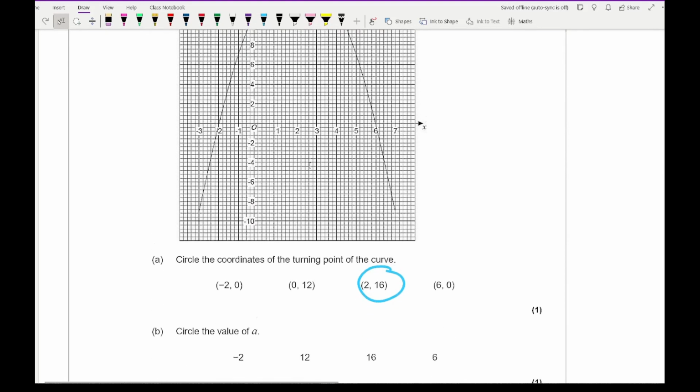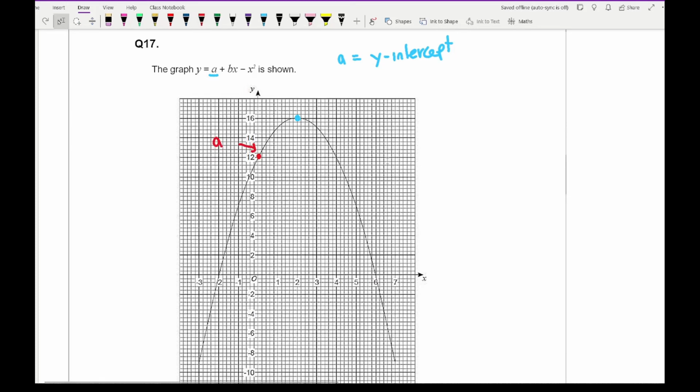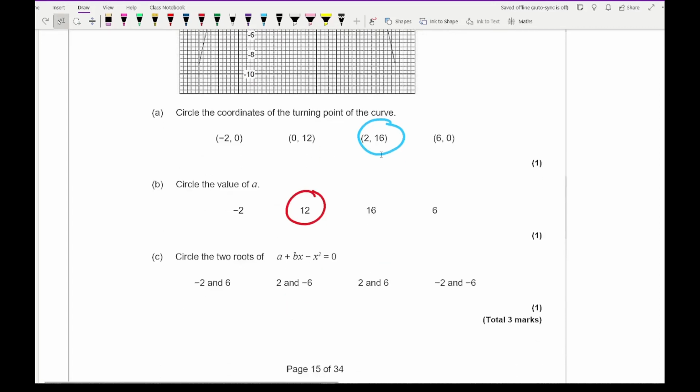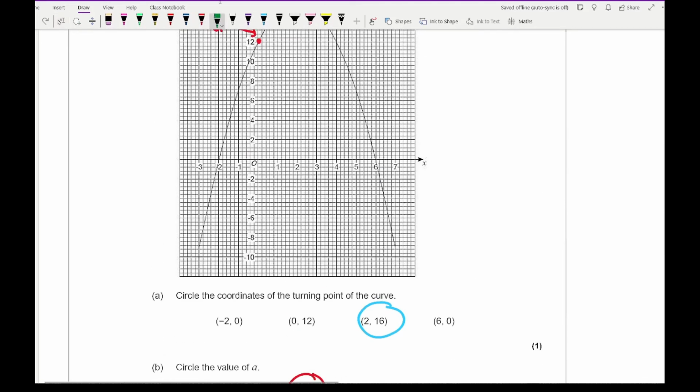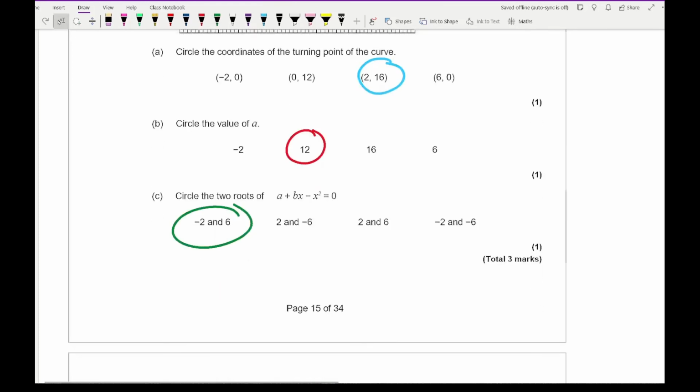Now in terms of circle the value of a, we're looking at a is the y-intercept. So the constant, or the number that hasn't got a letter, is always going to be where it crosses the y-axis. As you can see, it crosses the y-axis at this point here. So that's the value of a, which is 12. It then says circle the roots of this, and the roots are where the curve crosses the x-axis. So it's at this number here and this number here, which is at -2 and 6, and which is my first option.